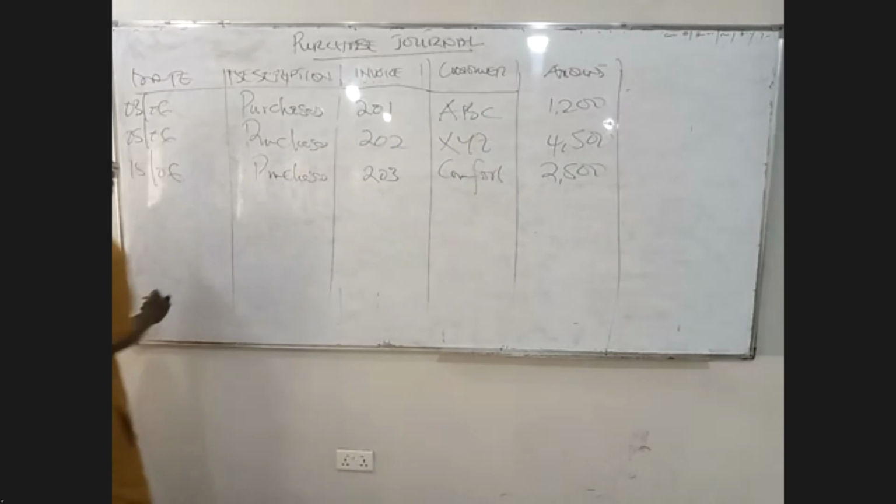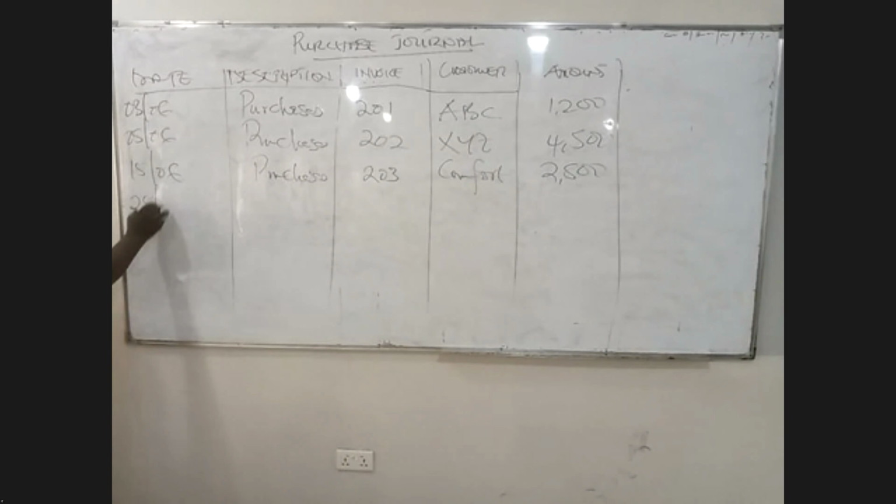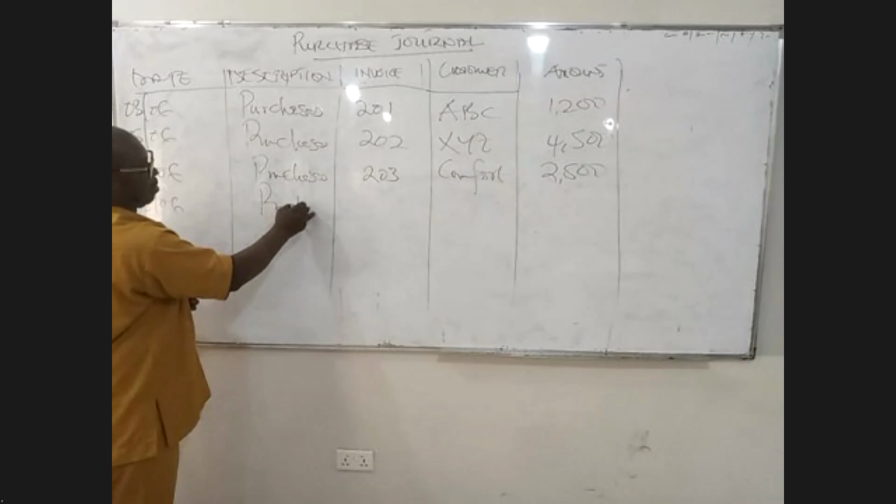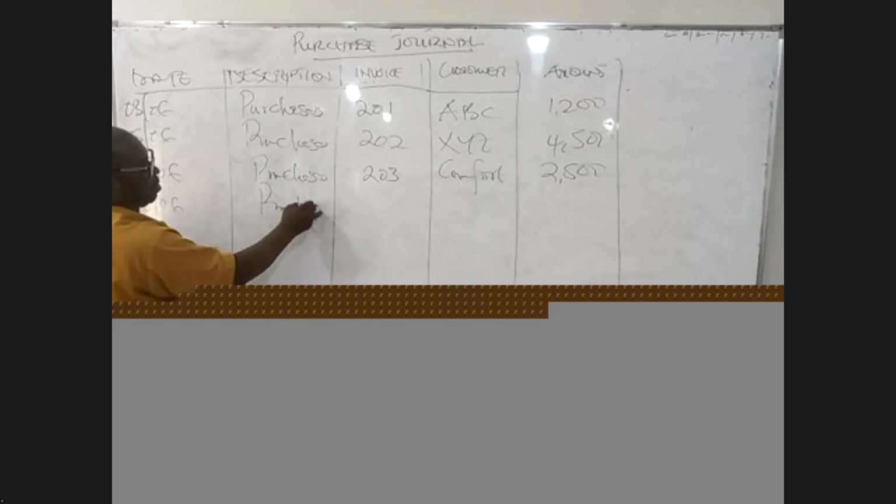Purchases 204, 20 something, 6. Is that all? So let's add. 9,000.